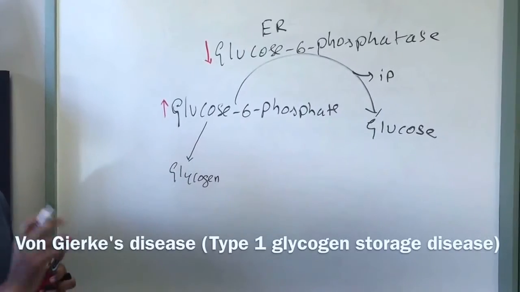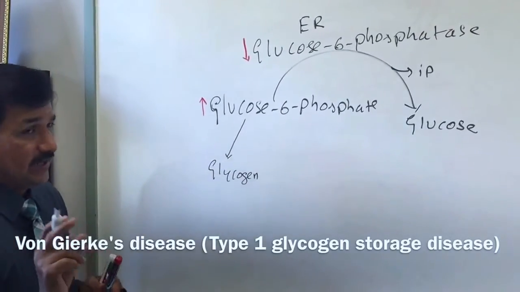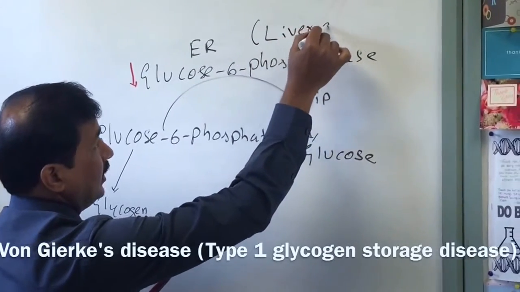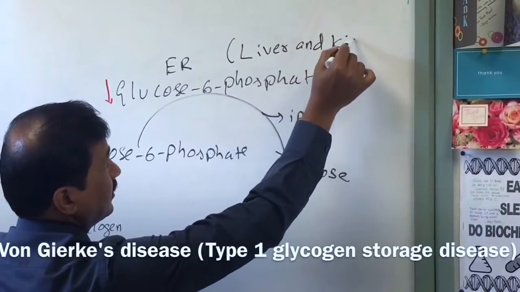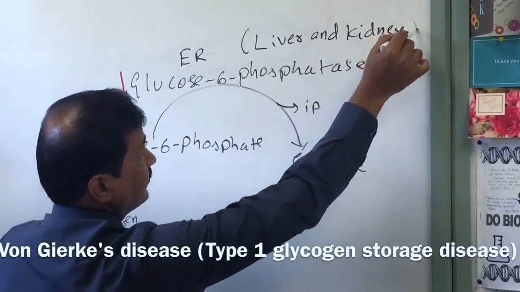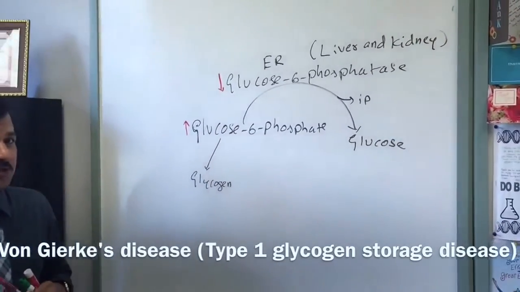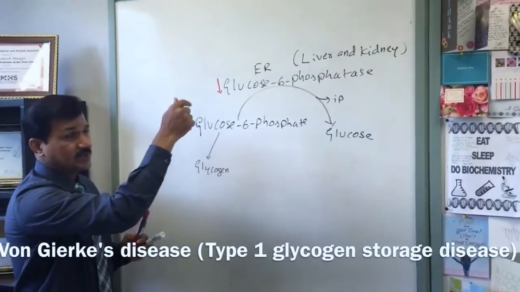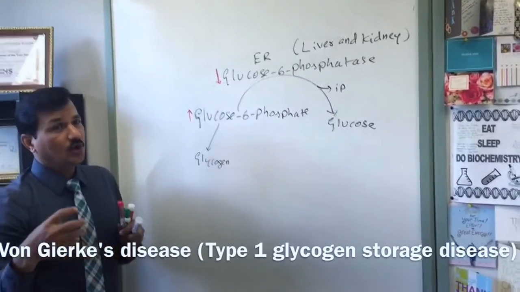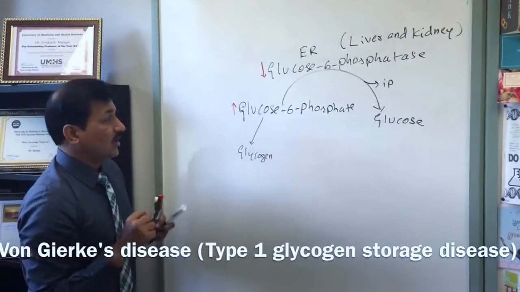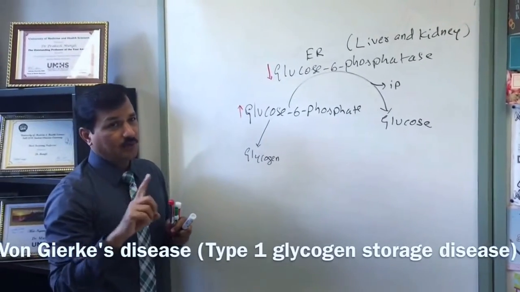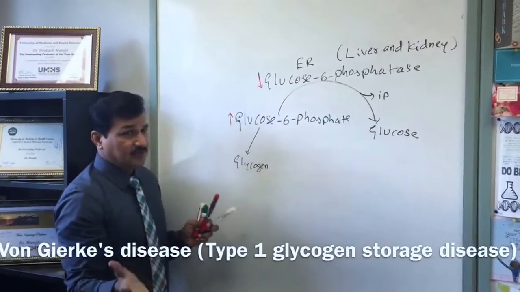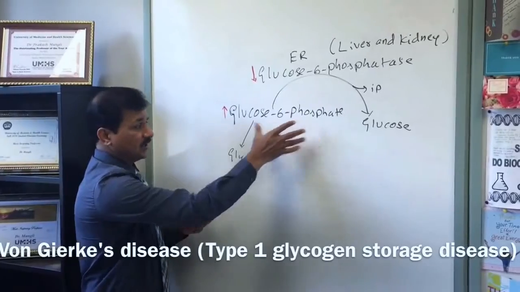Also note that glucose 6-phosphatase enzyme is located in the liver and kidney. These are the common locations for glucose 6-phosphatase, the endoplasmic reticulum of liver and kidney. Now that enzyme is down, which is leading to Von Gierke's disease. That is type 1A. Type 1A Von Gierke's disease is because the glucose 6-phosphatase enzyme itself is down.